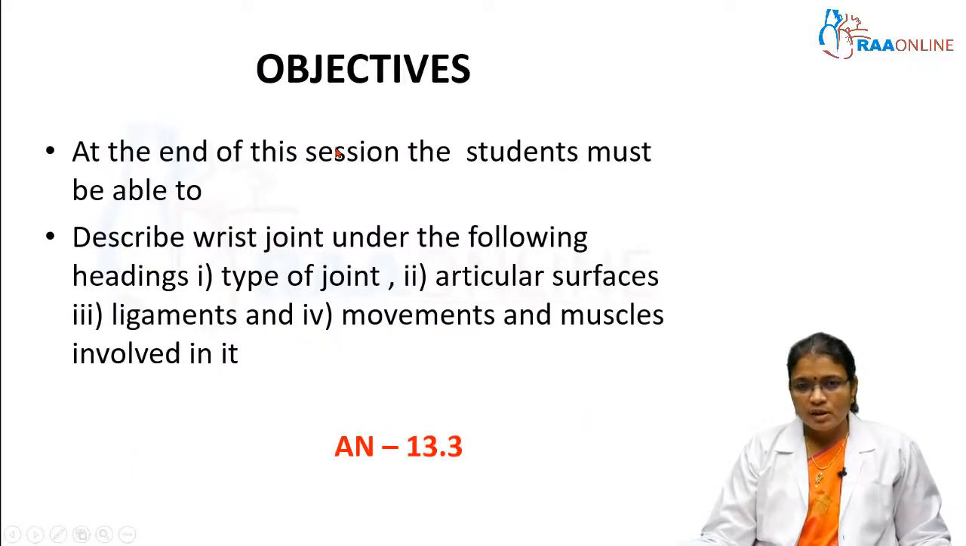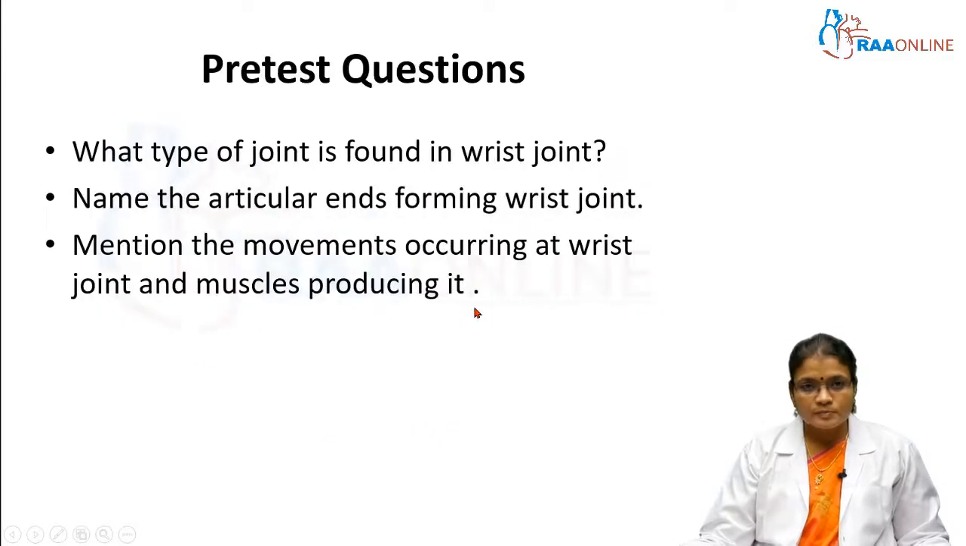Today's class is Anatomy of Wrist Joint. Objectives of this session: at the end of the class, you have to describe the wrist joint under the following headings: type of joint, articular surfaces, ligaments, and movements and muscles producing these movements.